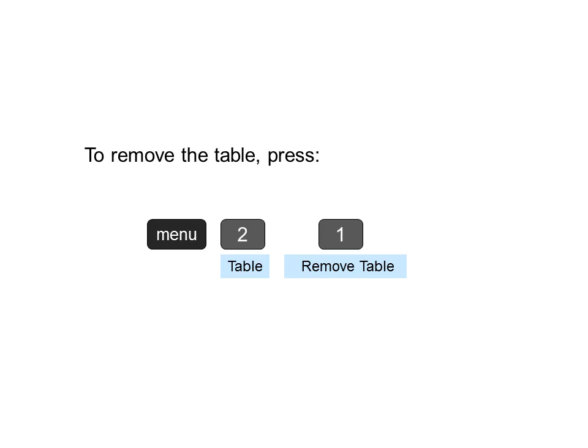To remove the table, press Menu 2, Table, 1, Remove Table.